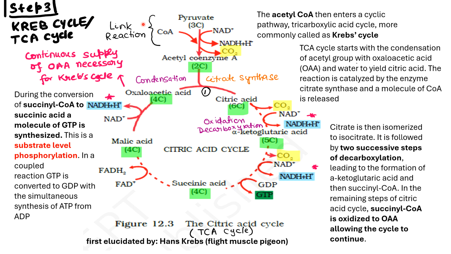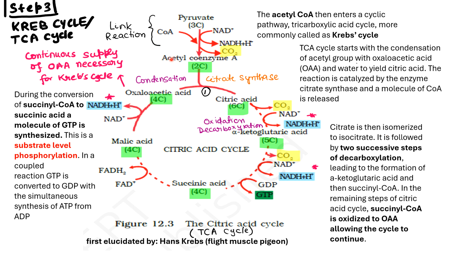Let us now see the step 3 of respiratory cycle, or the Krebs cycle, or TCA cycle, otherwise known as the citric acid cycle. So this particular cycle was called citric acid because it was the first product formed in this cycle, and it is also referred to as Krebs cycle because the scientist who first elucidated it was Hans Krebs in the flight muscle cells of the pigeon. Okay, so what essentially happens in Krebs cycle?